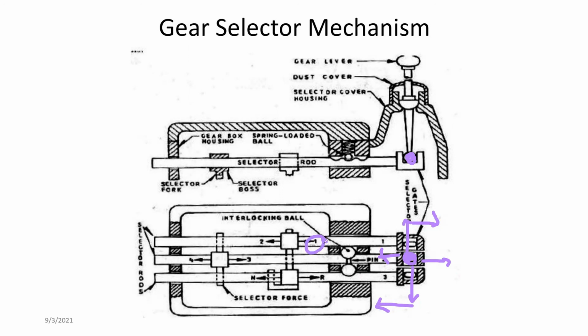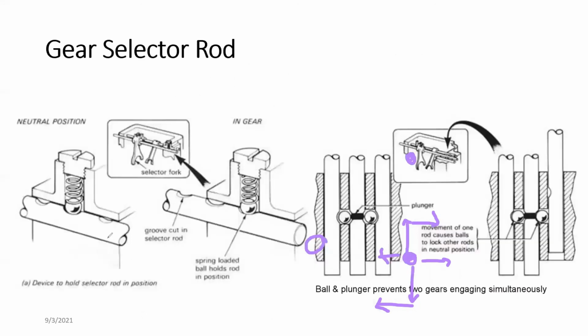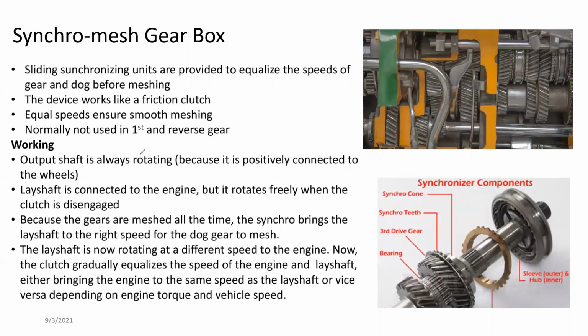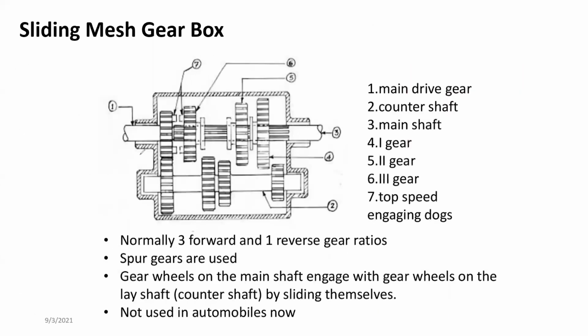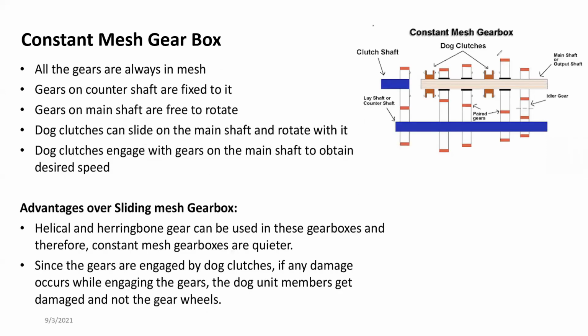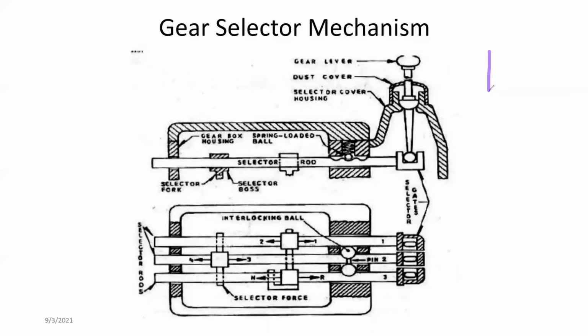In order to do that, these shafts are connected to these forks. Let me try to show you the forks again. The forks come and go around the dog clutches, or synchromesh unit, so the synchromesh unit is moving left and right.